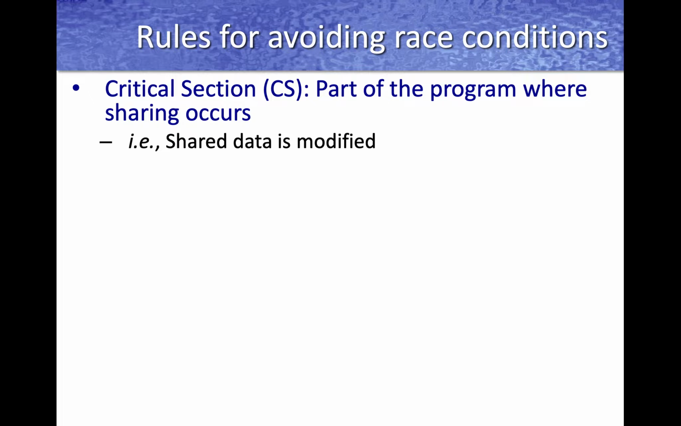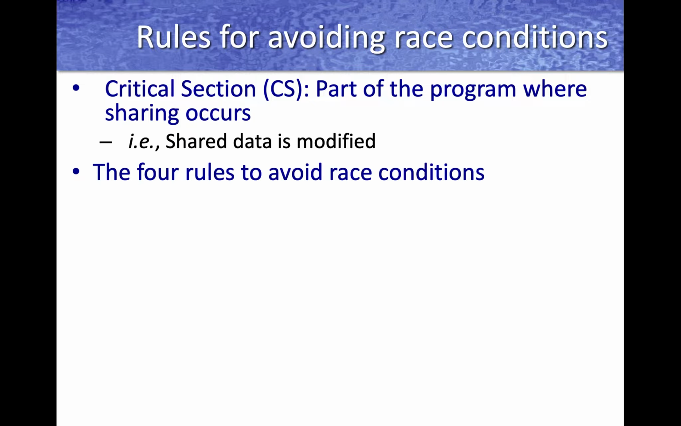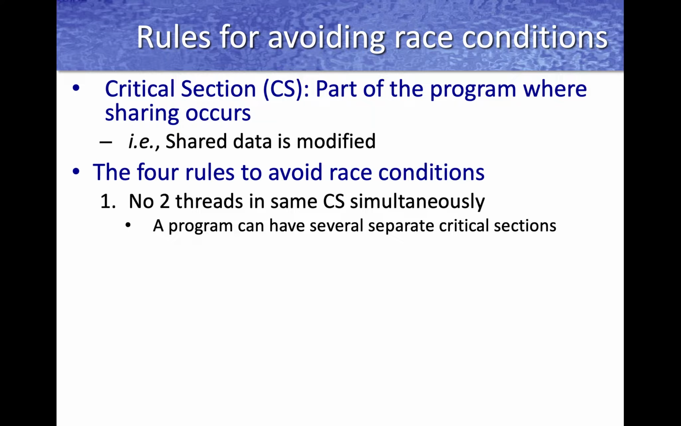A critical section is part of a program where sharing occurs. That means a shared object or data is modified. There are 4 rules, and these 4 rules are important to keep in mind in order to avoid race conditions. First, no 2 threads must be operating in the same critical section simultaneously. Keep in mind a program can have different separate critical sections, but given one critical section, only one thread can be operating in that one critical section.